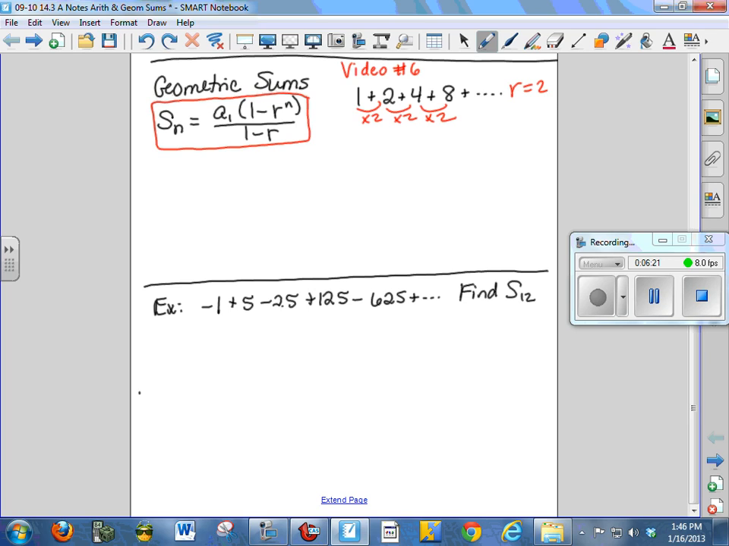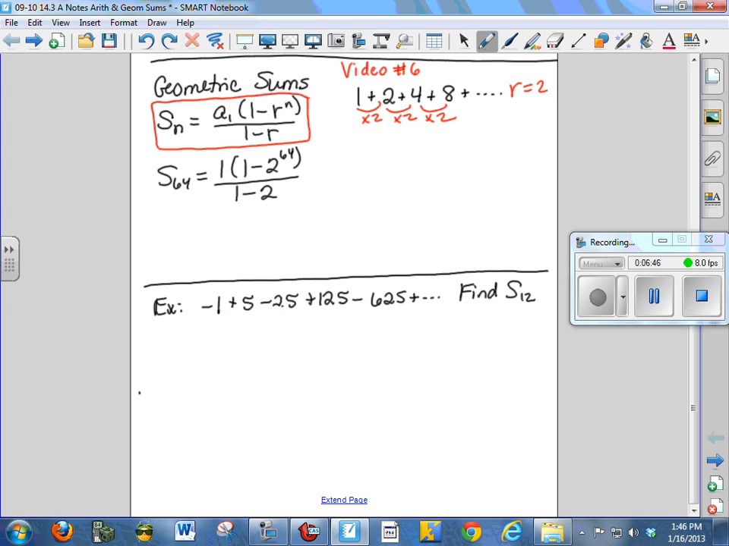So let's figure out how many grains of rice this man actually got. And you're probably guessing he bamboozled the king in some way. So we're going to use S sub 64. Our first term is 1, so A sub 1 is 1. And then r is 2, so we say 1 minus 2 to the 64th divided by 1 minus 2.